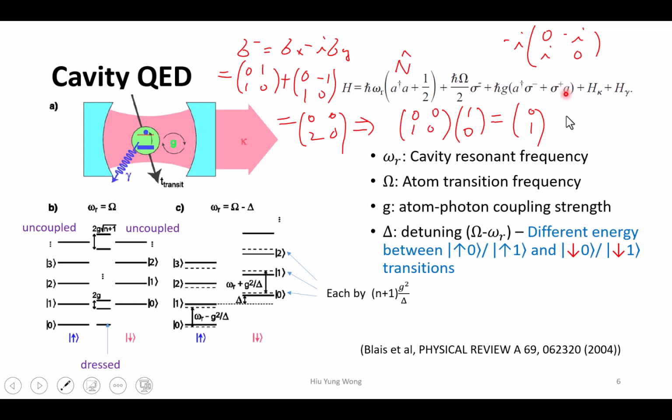Here is basically saying the destruction of a photon and exciting the atom. Isn't it the other way when it goes to excite? Yeah, it absorbs the photon, right? A is absorb photon, right? Lowering operator. Lower the quantum number of photon. A is for photon. Sigma is for the atom state.